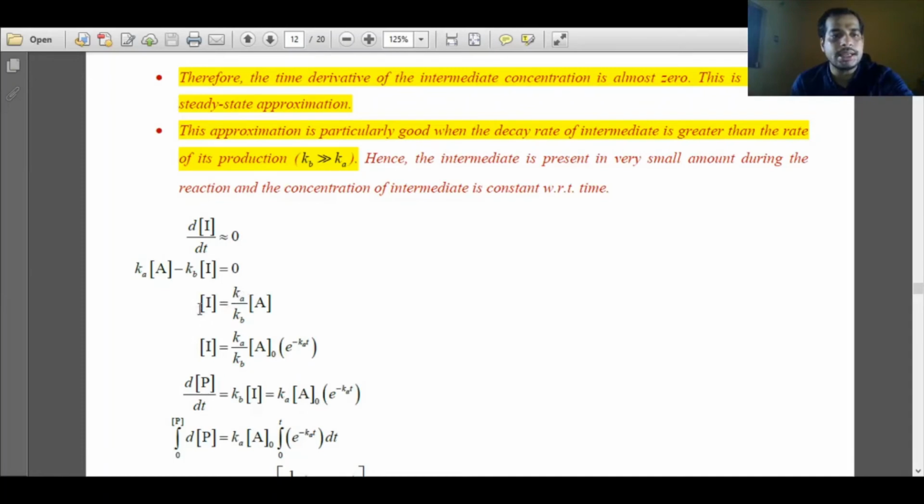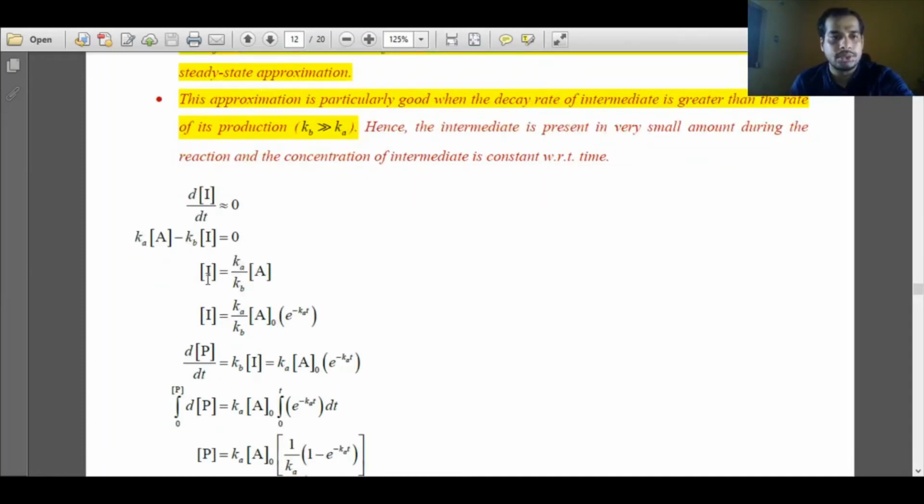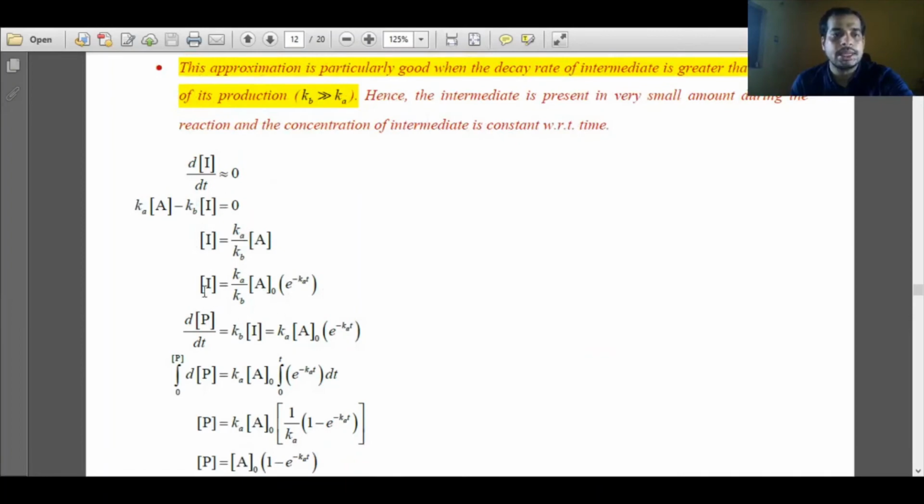If I rearrange, I will get an expression for the intermediate: I is Ka over Kb times A. Now the expression for A can be replaced as A0 e to the power minus Ka t. You have already obtained this expression, A is equal to A0 e to the power minus Ka t. So this is the expression for the intermediate. Now what is the expression for formation of product? dP/dt is equal to Kb I, that is the rate law for product formation. Instead of I, I'll substitute the intermediate expression. The Kb terms will cancel out, and I'll get Ka A0 e to the power minus Ka t.